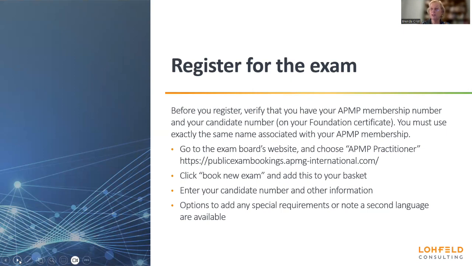The next step you're going to take is registering for the exam. So make sure before you sit down to register that you have your APMP membership number and your candidate number that you just created. Okay, so here is the website that you go to register for the exam. And the first thing you're going to do is click book the exam, enter your candidate number and other information it requires. And please note that there are special options available if you need more time or English is not your first language. We're going to go over those screens in a minute here.